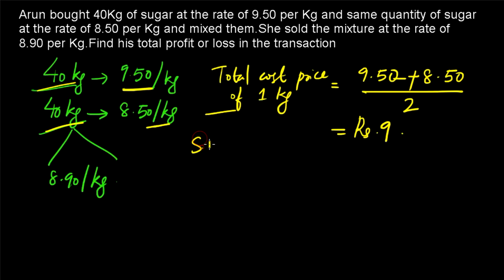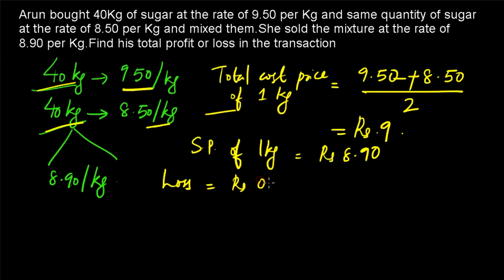And what about the selling price of 1 kilogram? It is sold at the rate of rupees 8.90. Then what is the loss? The selling price is less when compared to the cost price, so there is a loss. And what is the loss? 10 paisa is the loss for 1 kilogram.